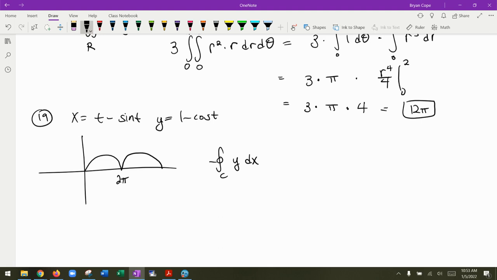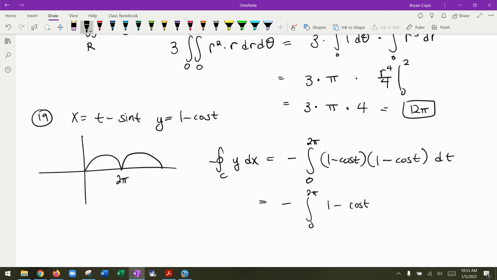We'll see. Okay, so it's the negative integral from 0 to 2 pi of y, which is 1 minus cosine t, times dx, which is 1 minus cosine t dt. That's the negative integral from 0 to 2 pi of 1 minus cosine t times 1 minus cosine t. Oh, that's just 1 minus cosine t squared. Probably an easier way to do this.